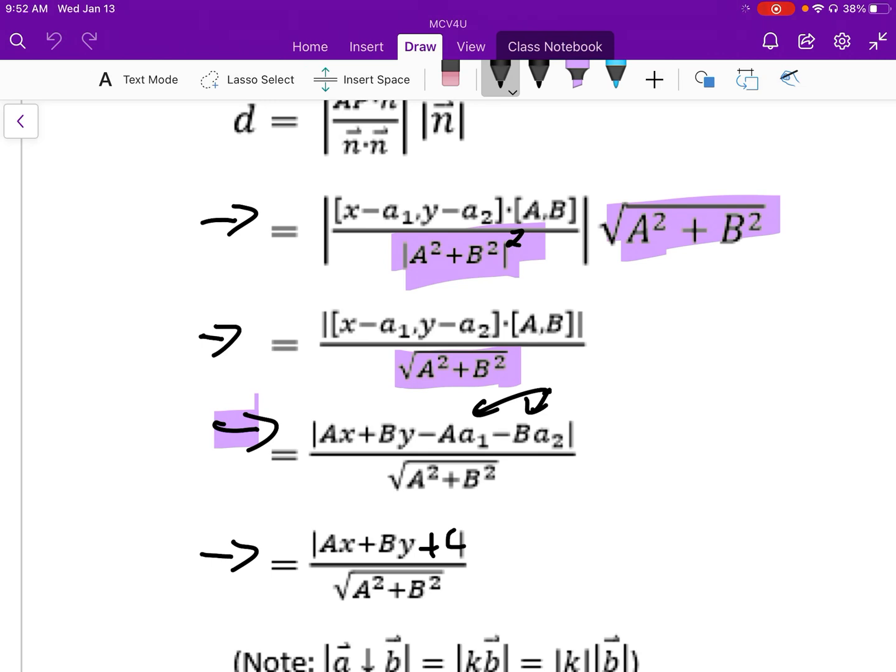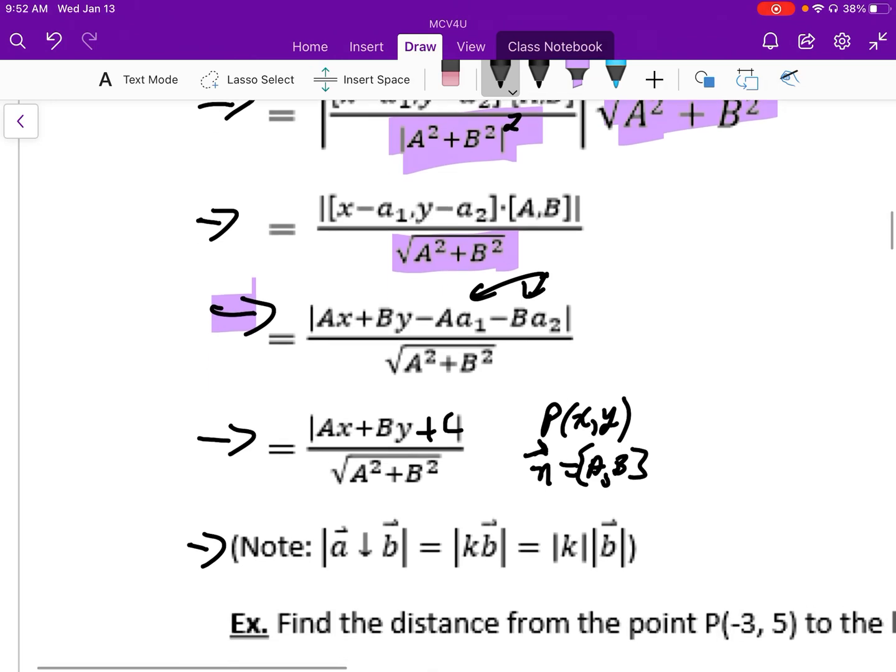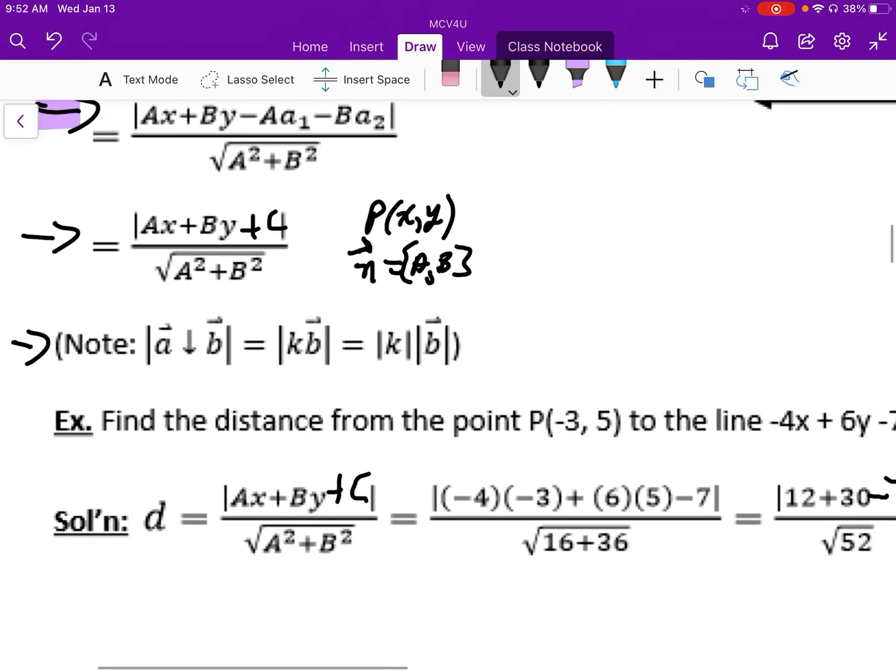So when we have this down here, remember that P is our (x, y), and the normal vector is (a, b). I just put a note here to say that we can play with the magnitudes properly like we did above. So that's not an earth-shattering note.